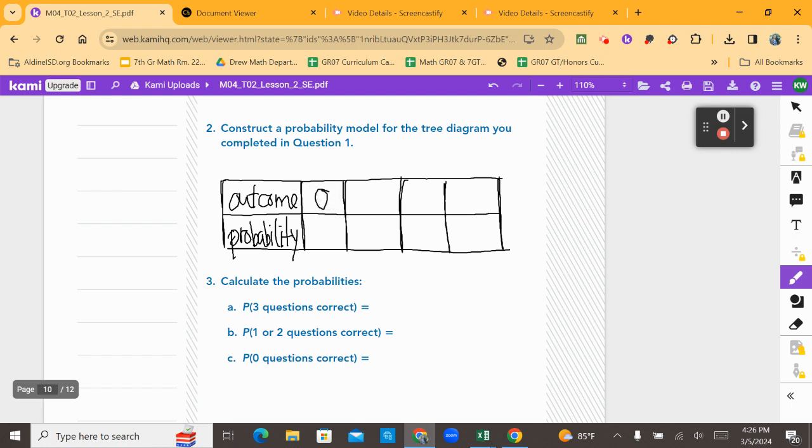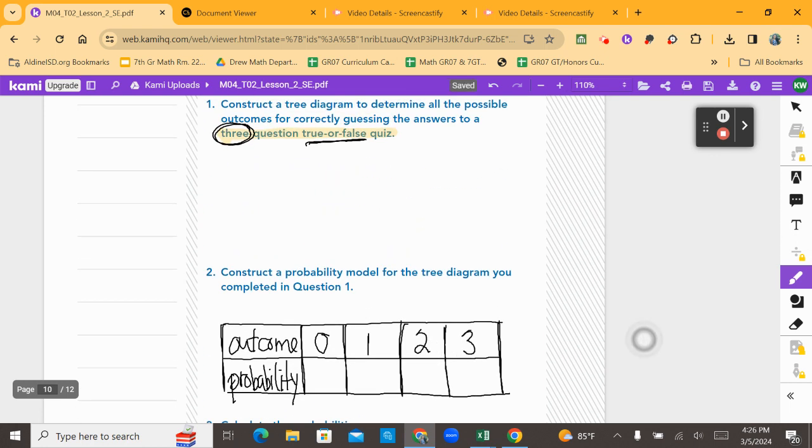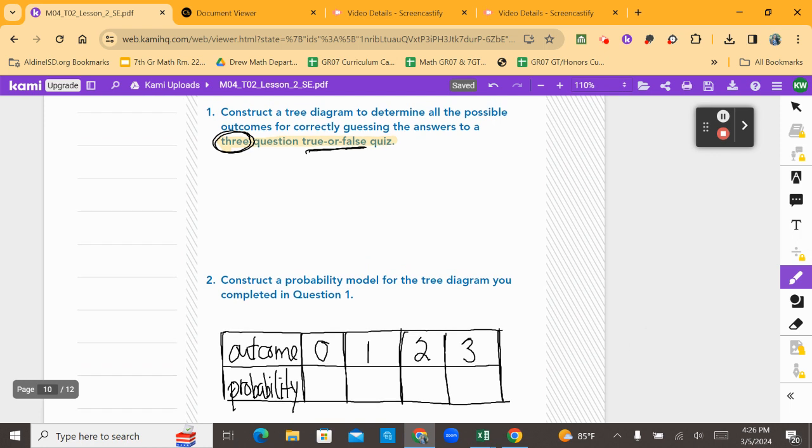Now, if you notice, I went ahead and set this up for you already so that you didn't have to struggle and think about how a probability model is set up. So go ahead and do that. But also, I'm going to help you get started with this tree diagram because this may be confusing doing this for the first time or even second time.